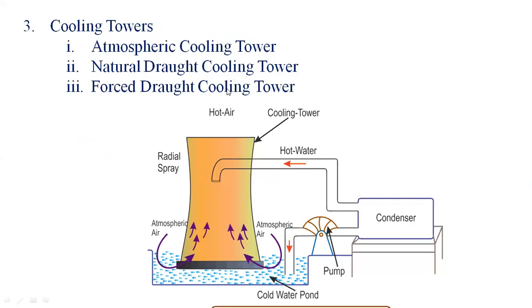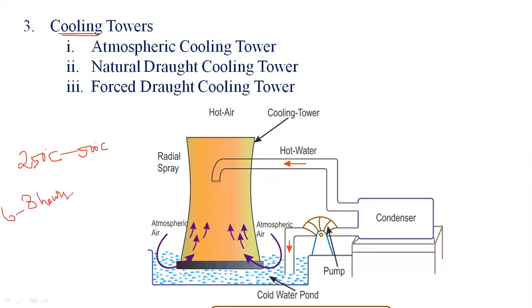And the next component is the cooling tower. Actually, at present, the demand has increased heavily. To meet that demand, in the thermal power plant, the temperature is maintained from 250 degrees centigrade to 500 degrees centigrade. And one more thing, in the thermal power plant, the minimum time to generate power is 6 to 8 hours.